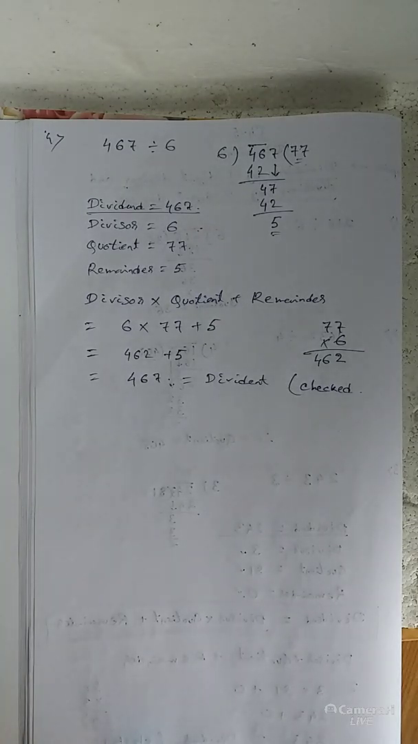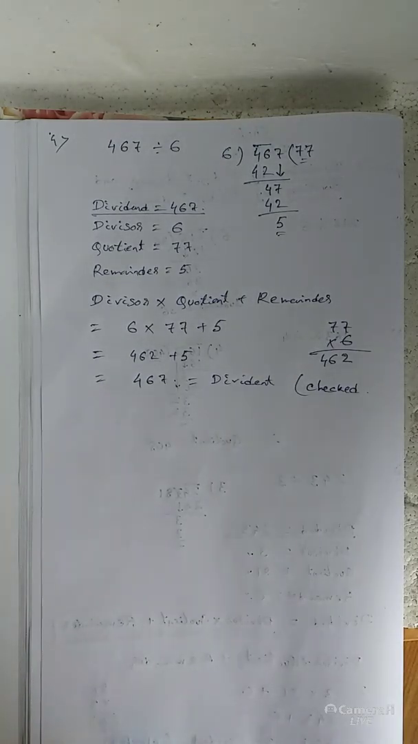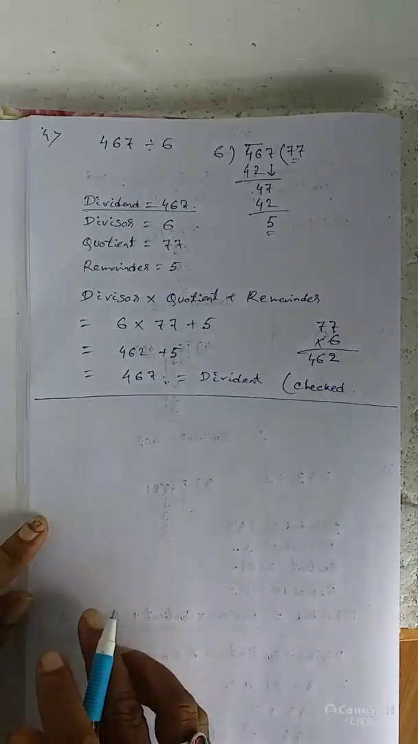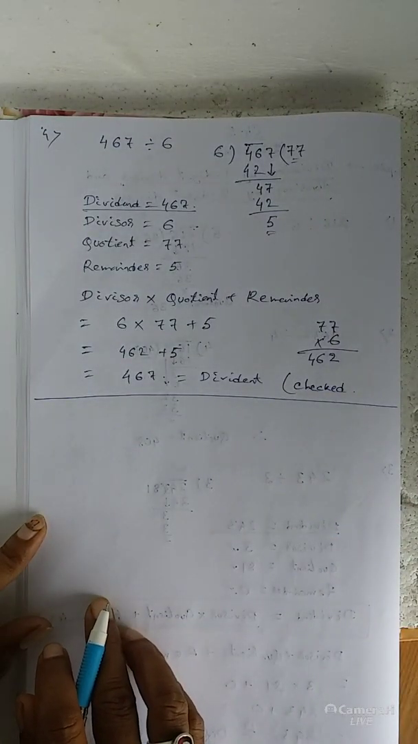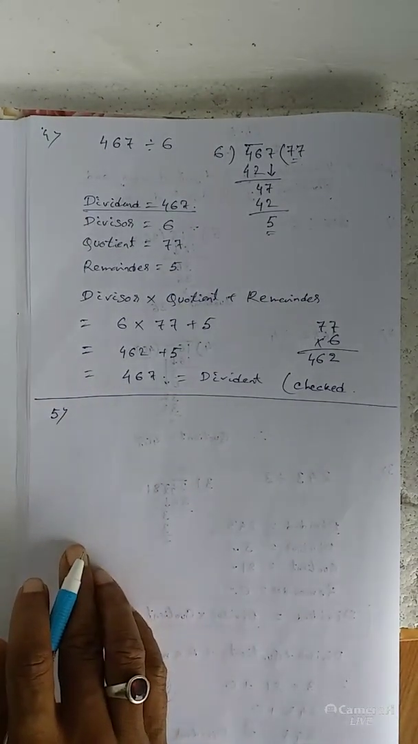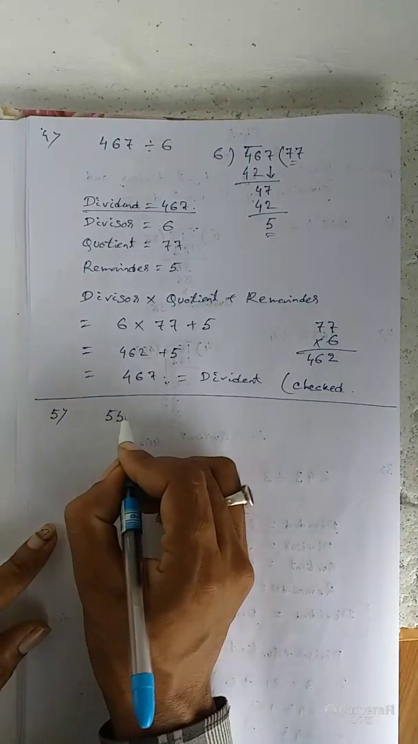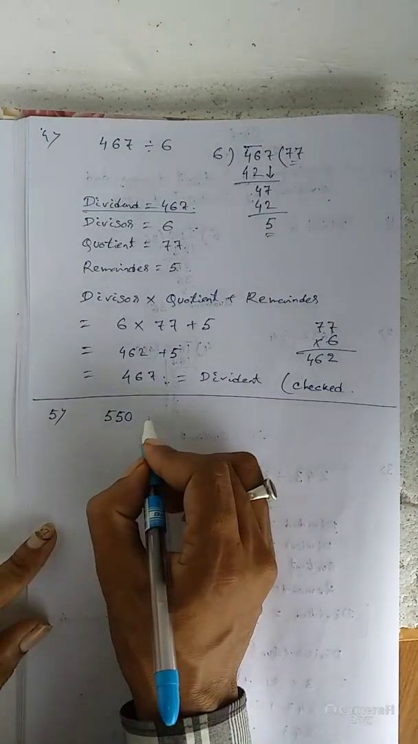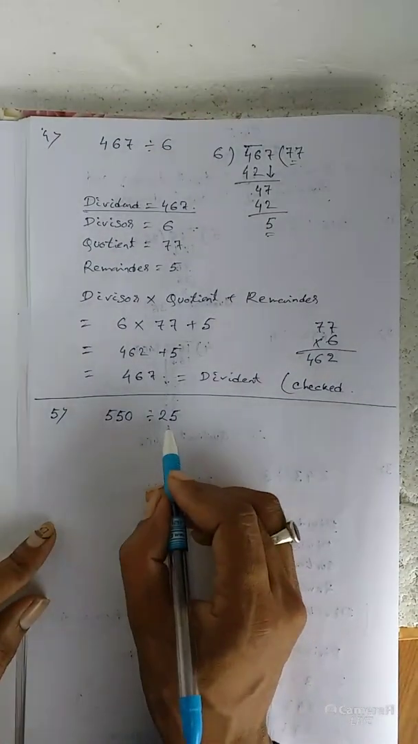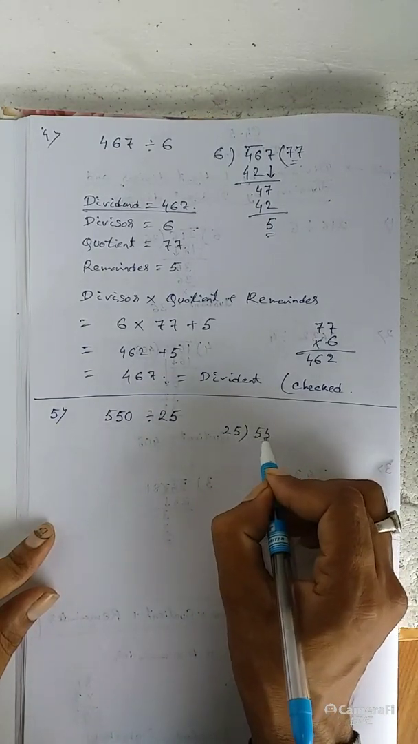Okay. So this was division by a 1-digit number. Now coming to the next topic, which is division of a number by a 2-digit number. Suppose, in the case of a 2-digit divisor, we have to divide 550 by 25. So 25 is the 2-digit divisor. Let us divide: 25 into 550.